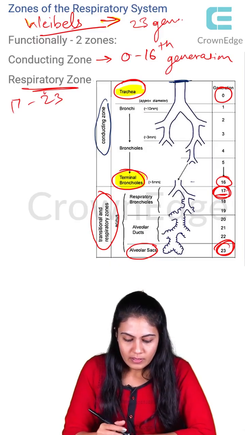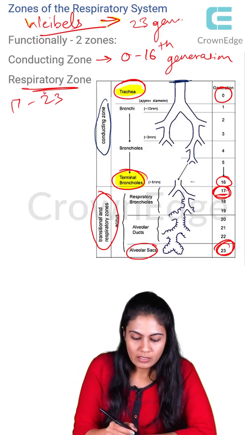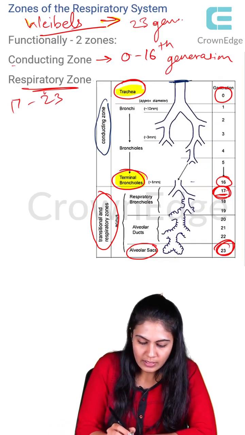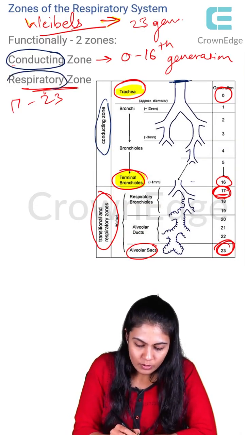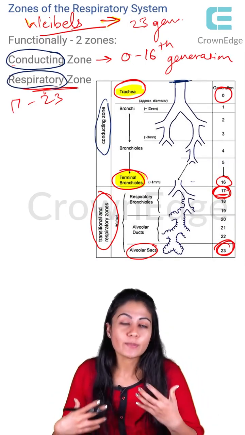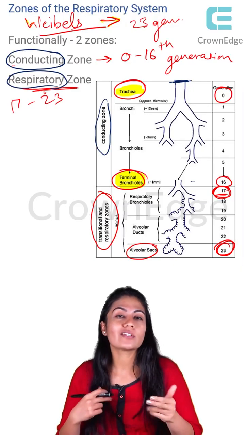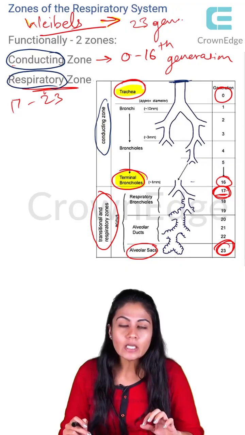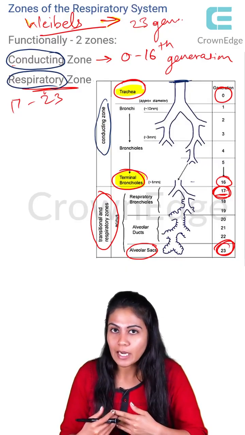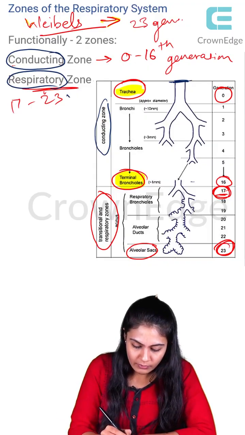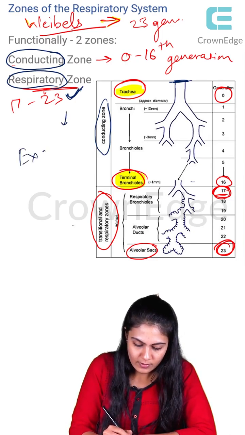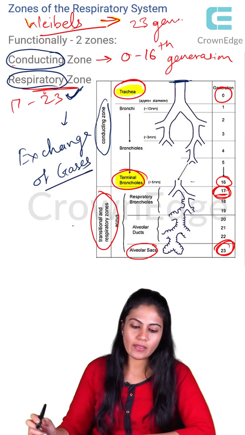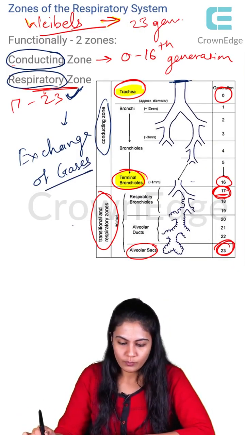So what is the difference between the conducting zone and the respiratory zone? Conducting means only transfer. So the conducting zone is only helping us in transport, right? And the respiratory zone means it is causing actual respiration. What was the ultimate goal? To exchange the gases, to take the oxygen inside and to throw the carbon dioxide out, right? So that is what is done with the help of the respiratory zone. So this helps in the exchange of gases, and that is done by your respiratory zone.